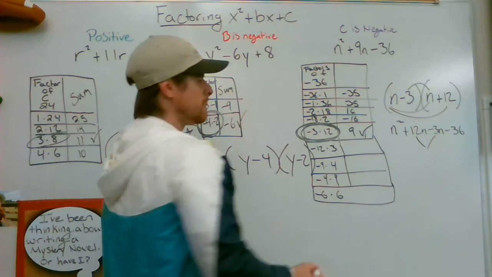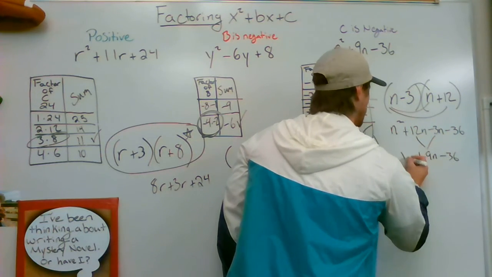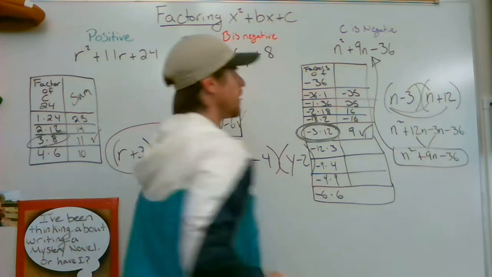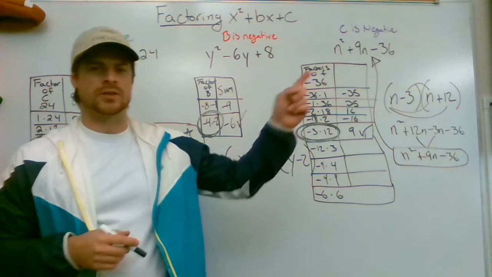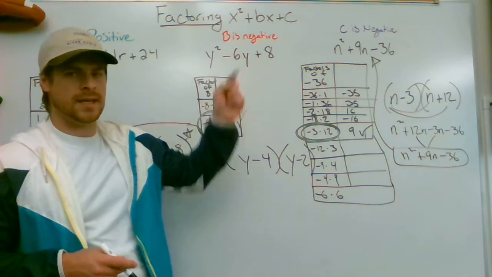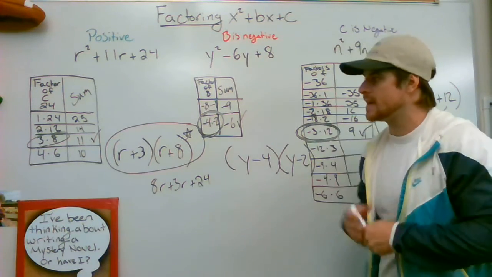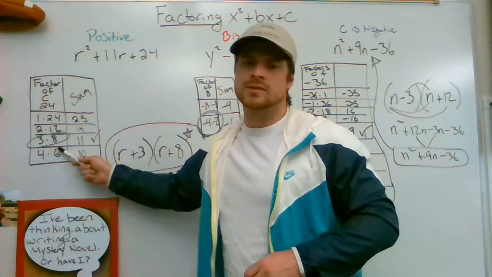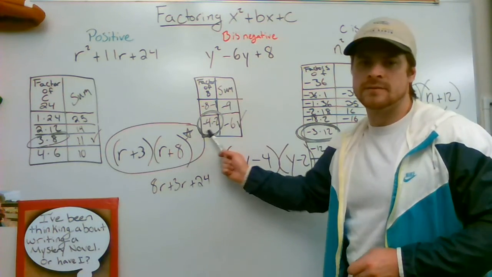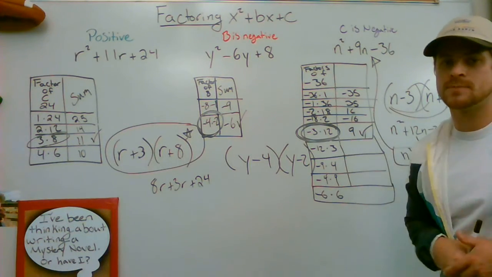Combine those two together, and you're going to get a +9n. Bring everything else down, and look at that. It checks out perfectly. So we have factored with C being negative, B being negative, and when everything is positive. The big difference that you need to be able to understand is that when everything's positive, both of these are going to be positives. When the B is negative, both of these should be negatives. And when the C is negative, only one of them is negative and one of them is positive.